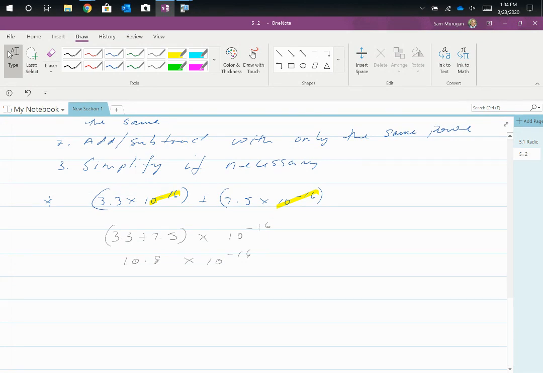So now we can see that 10.8 is not a number between 1 and 10. So we have to take the decimal one place backwards to give 1.08. And when we take that decimal one backwards, we add 1 to the power. So that becomes 1.08 times 10 to the power negative 15.